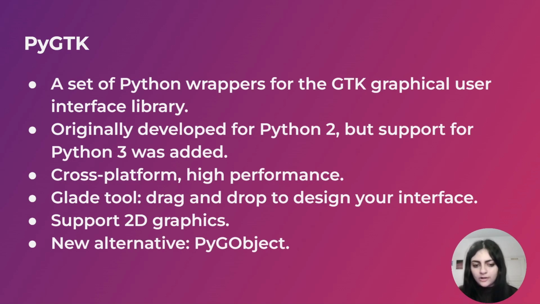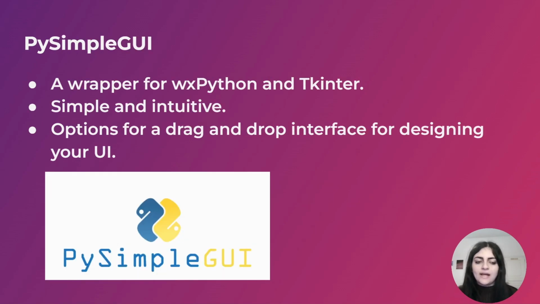And there is a new alternative, which is the PyGObject. So PyGObject and PyGTK are both wrappers for the GTK library. There are slight differences between the two, but I will not be going through that within this video. Now finally, we have PySimpleGUI. This is the simplest and most straightforward to use out of all of the ones that I mentioned. It's a wrapper that takes these existing Python GUI libraries such as WxPython and Tkinter, and it makes coding even simpler and more intuitive by wrapping it up and giving you straightforward functions that you can use.